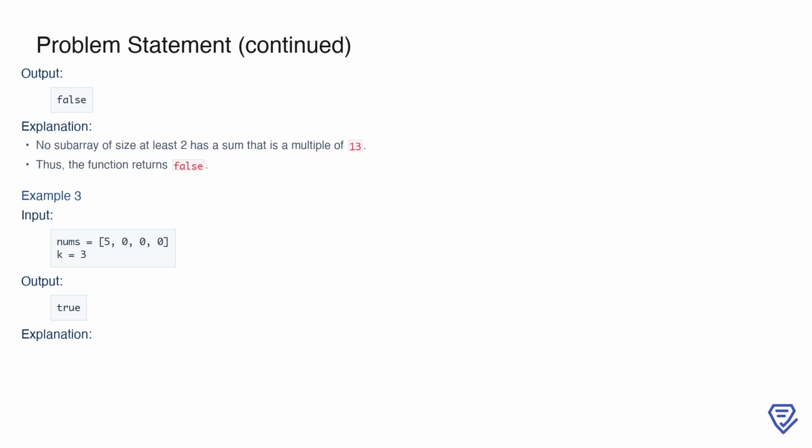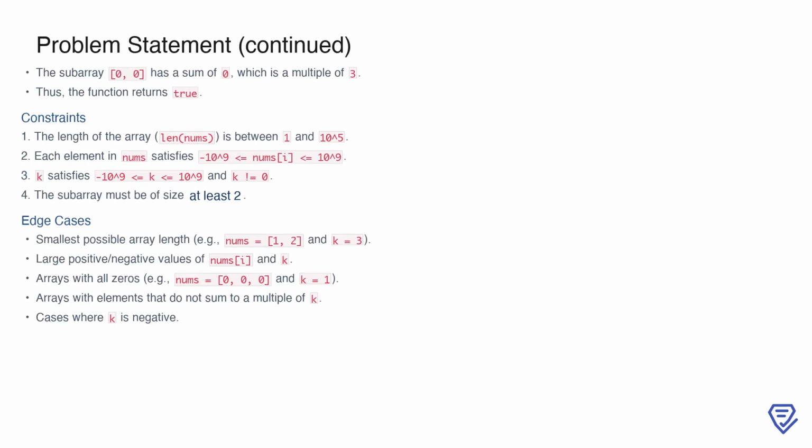Now, let's examine one more example to see another valid case. In the third example, nums is 5, 0, 0, 0, and k is 3. The output here is true, and the reasoning is as follows: the subarray 0, 0 has a sum of 0. 0 is considered a multiple of any non-zero integer, including 3, so this subarray satisfies the condition. It also has the required size of at least 2 elements. Therefore, the function returns true.